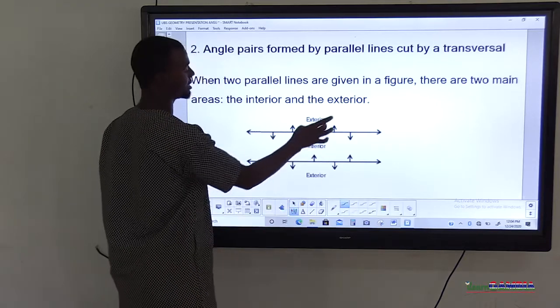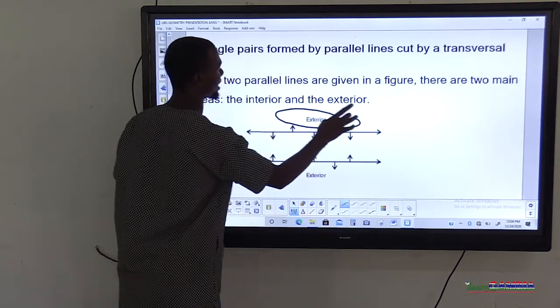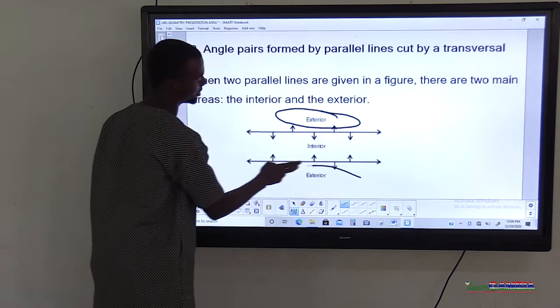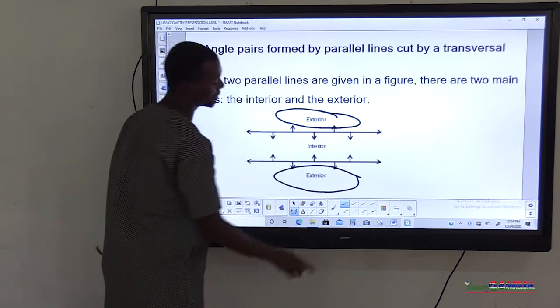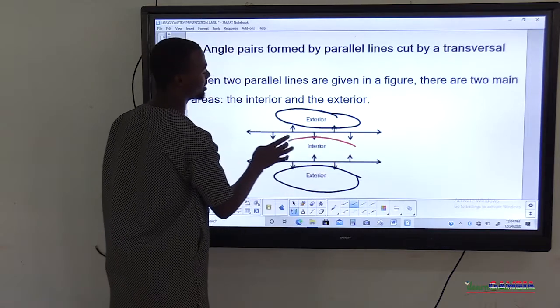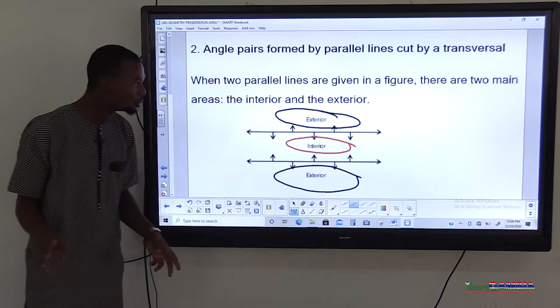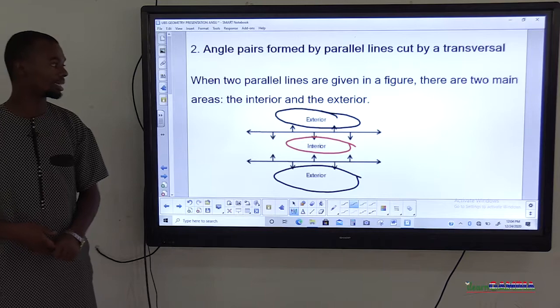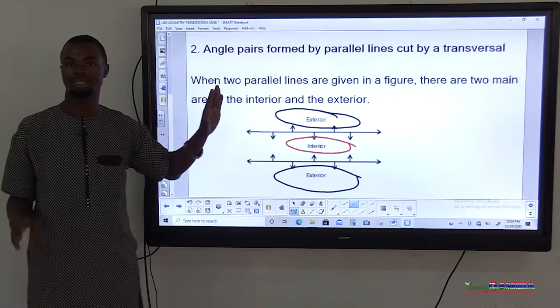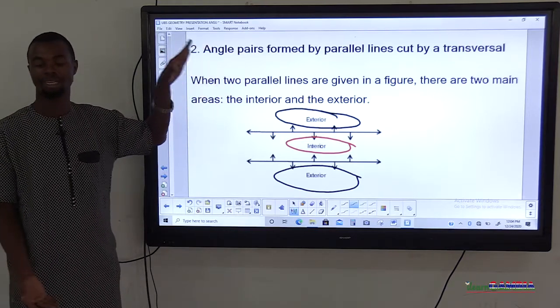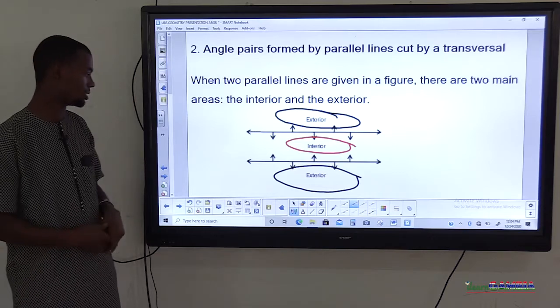Like this one here is the exterior. Anything that is outside is exterior. These are all exterior. So what is in between them is interior. These are the two main areas that we looked at. Exterior, that is outside of the lines, and in between the lines we call it interior.